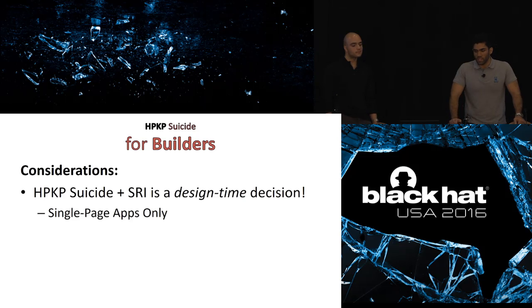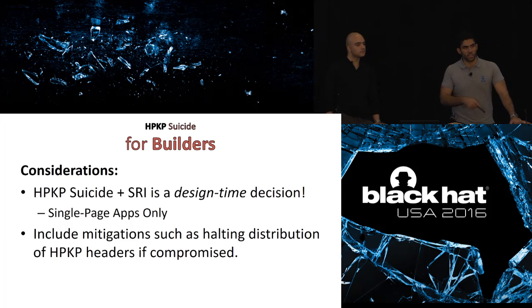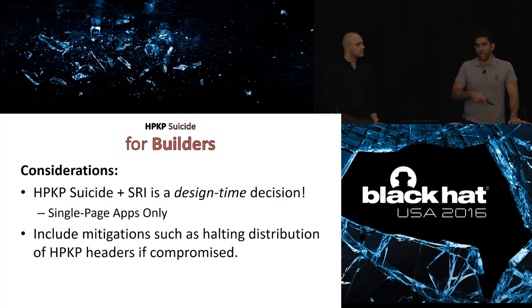So here's some things to consider. HPKP suicide plus SRI, this specific pattern that we're talking about, is a design time decision. And in my brain, I think it's for single page apps only. You preload all the content and you don't have pages below root. And on top of that, you should probably include mitigations such as halting distribution of HPKP headers in the event that the content on your server is compromised. Because if you don't include, let's say, a quick hash check server side that says this is the content that we deployed, then in the event of a compromise, you're looking at people having compromised content pinned into their browsers.